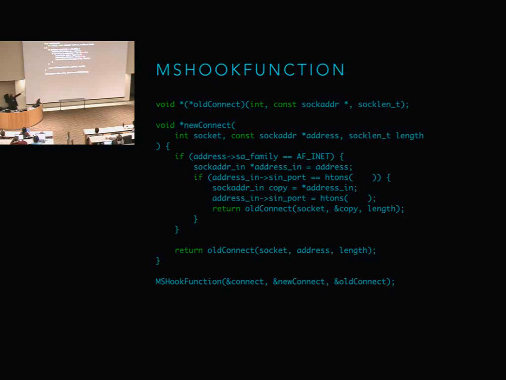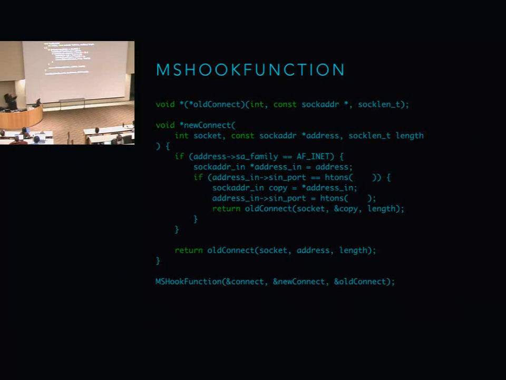We're going to use the MSHook function, and we're going to give it the address of the original connect function. We're going to give it the address of a replacement connect function, and then we're going to give it the address of a pointer to a function, which will get filled in with a newly constructed function that, if we were to call it, will call through to the original.